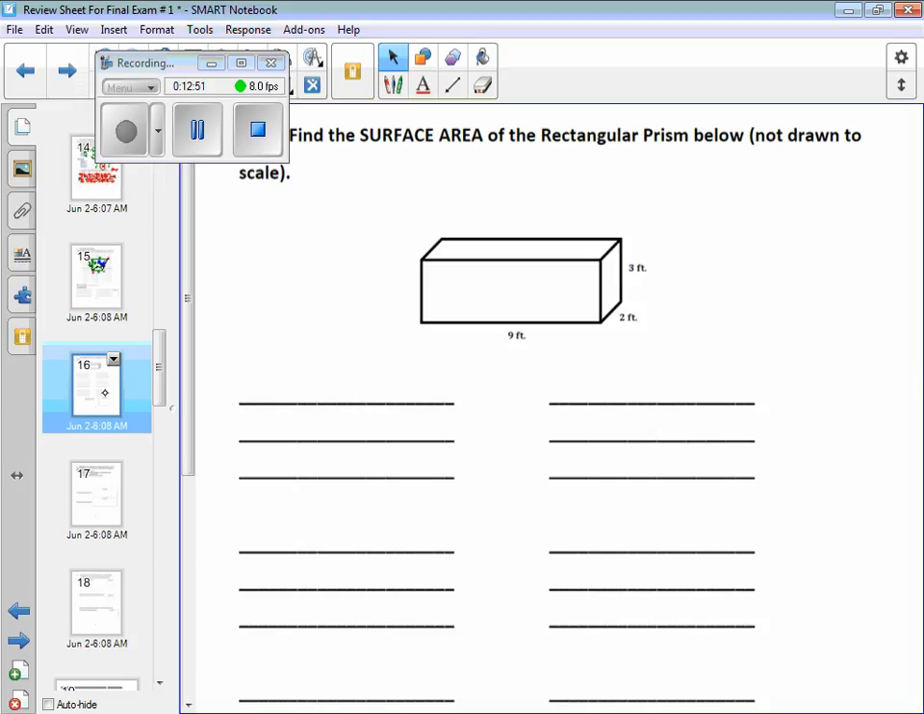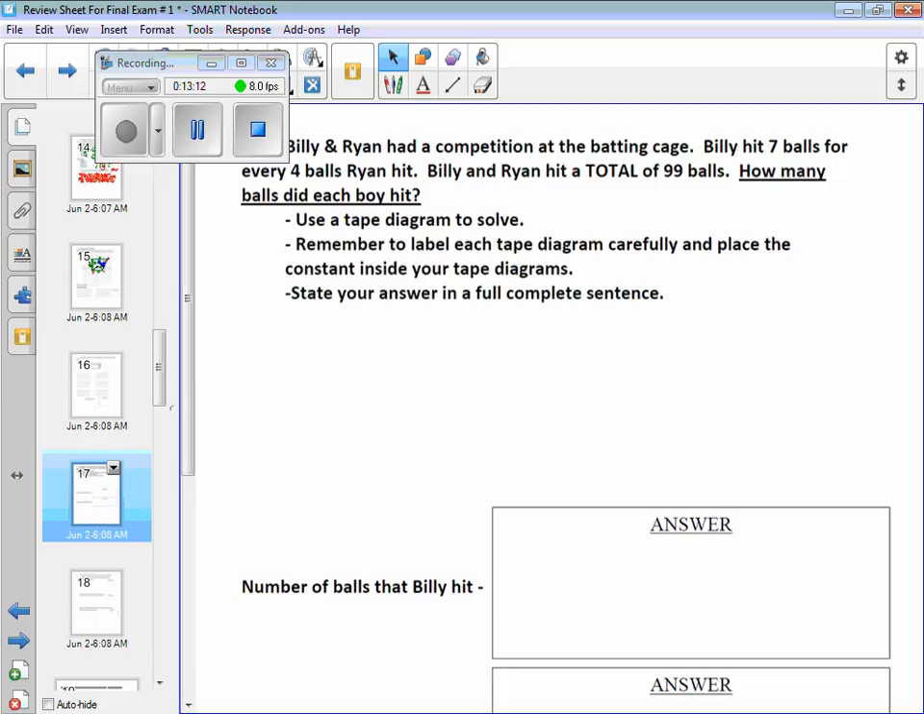Well, when you do the area of the 3 faces, you get 9 times 2, 9 times 3, 3 times 2. Multiply, add it together, multiply by 2. Okay, do you want to do 6 for everybody? Yeah. Come do it.